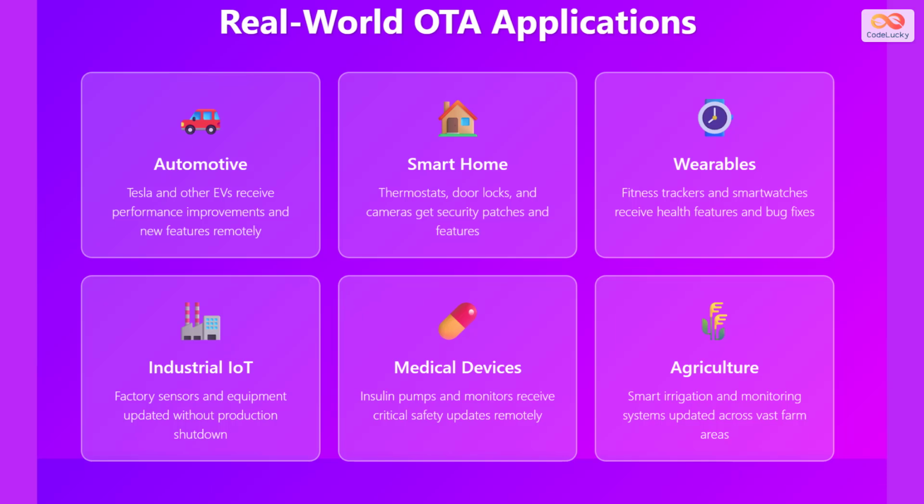costs. Medical devices like insulin pumps, heart monitors, and diagnostic equipment receive critical safety updates remotely, improving patient care without device replacement. Agriculture uses OTA updates for smart irrigation systems and environmental monitoring equipment deployed across vast farm areas where physical access is impractical.